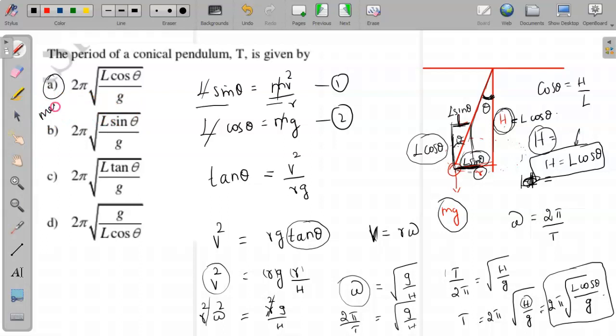It is better to memorize the formula, so it will be easier for further calculation. Otherwise, we have to derive all this, which is difficult. You will lose your time. So better to learn it by heart. Time period of a conical pendulum is equal to 2 pi square root L cos theta by g.